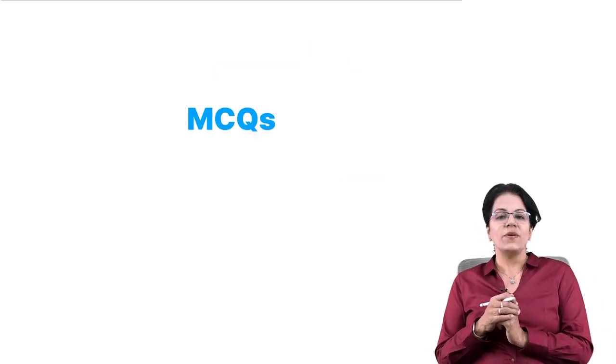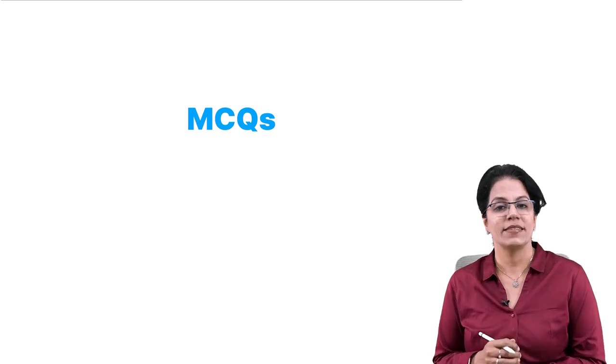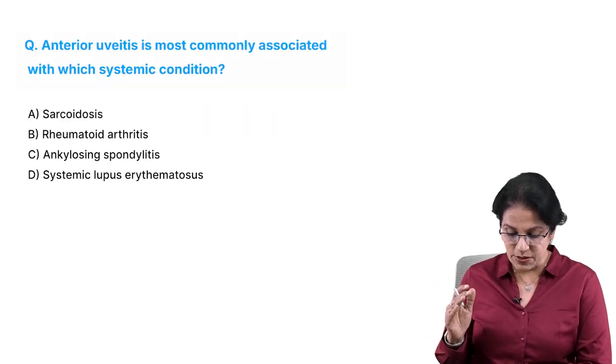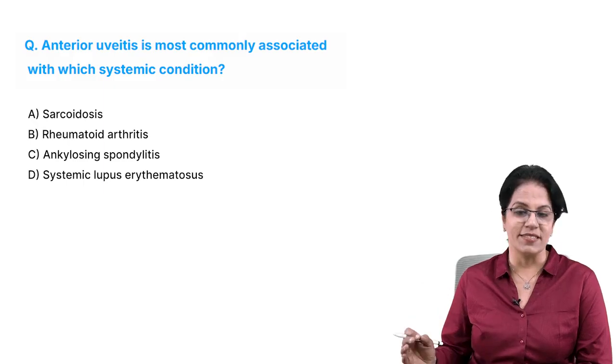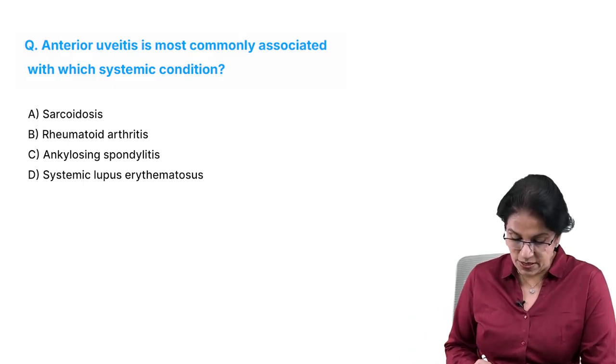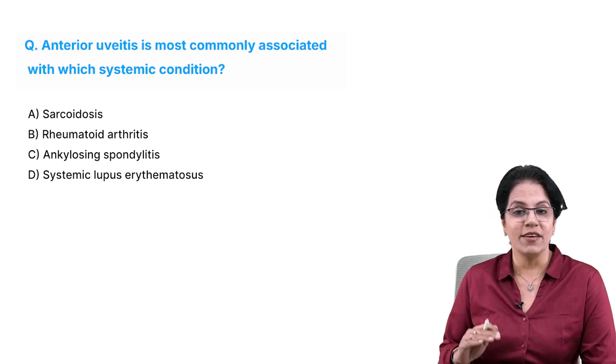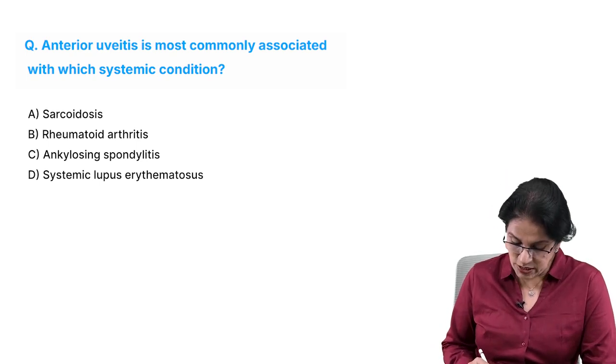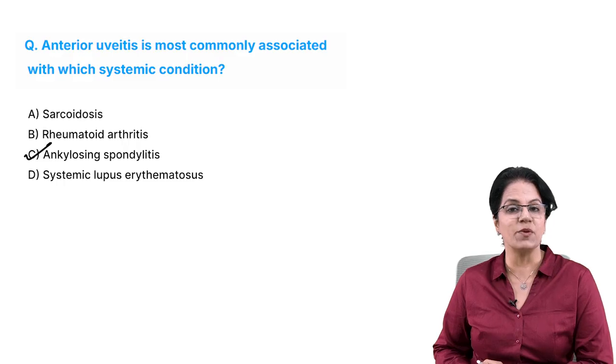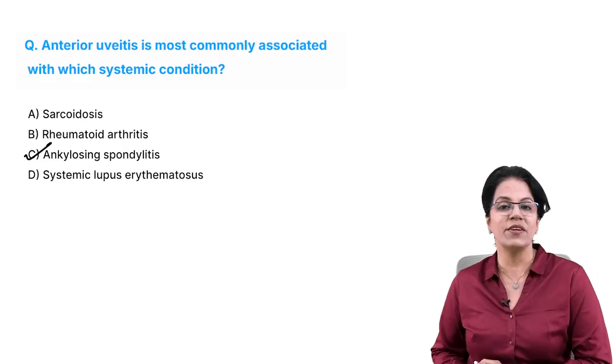Right? Okay, so now let's solve the MCQs. Anterior uveitis is most commonly associated with which systemic condition? So let's see one by one. Sarcoidosis, it is panuveitis. Rheumatoid arthritis, generally all these arthritis are RA factor negative. Ankylosing spondylitis and systemic lupus. So our answer will be ankylosing spondylitis. Right? You agree with me?